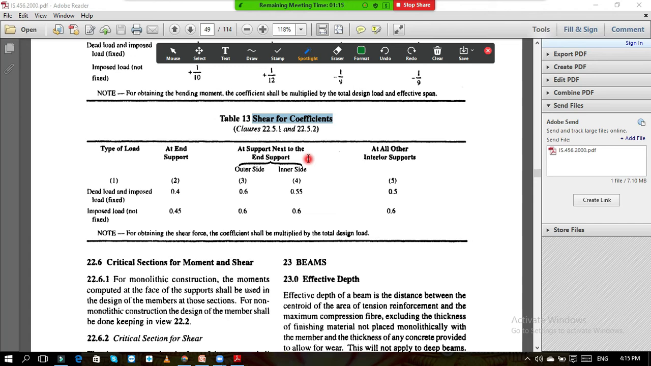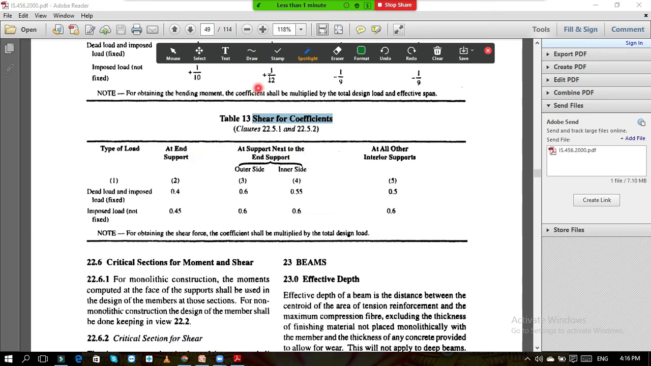While we are taking the check for shear force, we should consider the maximum shear force. Now we have two end supports, then three interior supports. Out of these, where is the maximum shear force that we need to calculate? And how do we calculate that? With the help of these coefficients. Now see here.